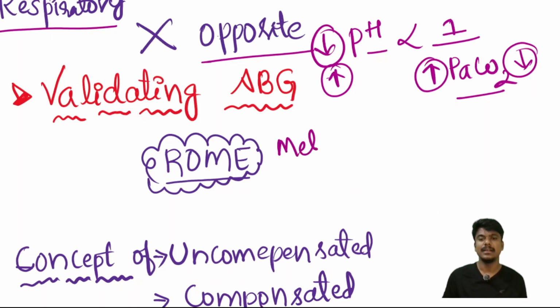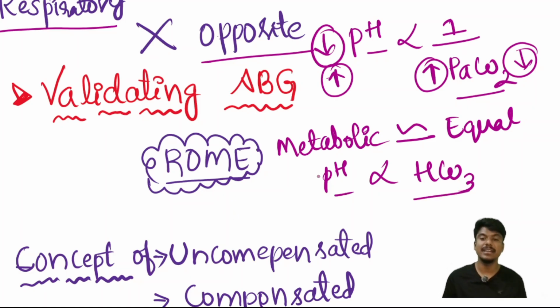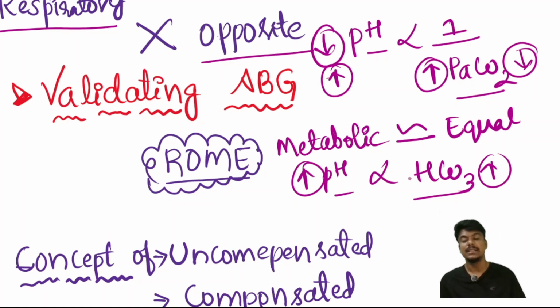And one more term is metabolic equal. How is it equal? Your pH and bicarbonate are directly related. If your pH is more, your bicarbonate will be more. If there is alkalosis, there is increased pH, and in the same way there is an increase in bicarbonate level also. That's how we validate the ABG. If there is reduced pH and increased PCO2, we call that respiratory acidosis.